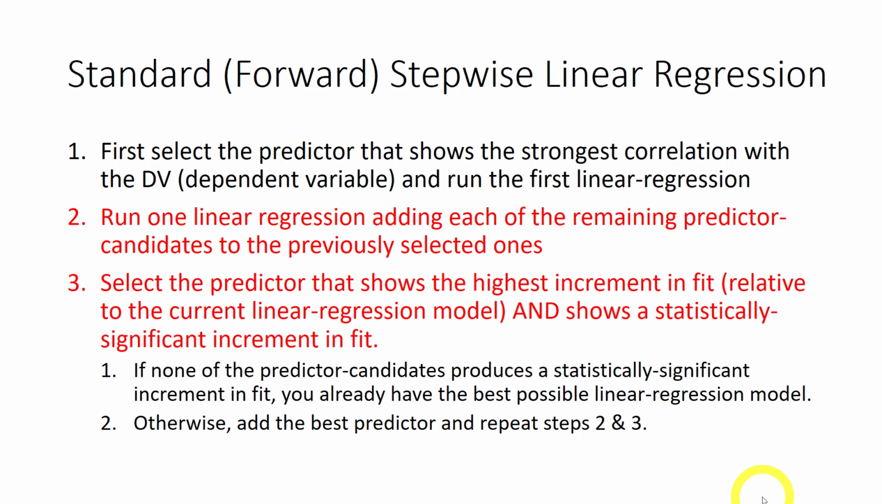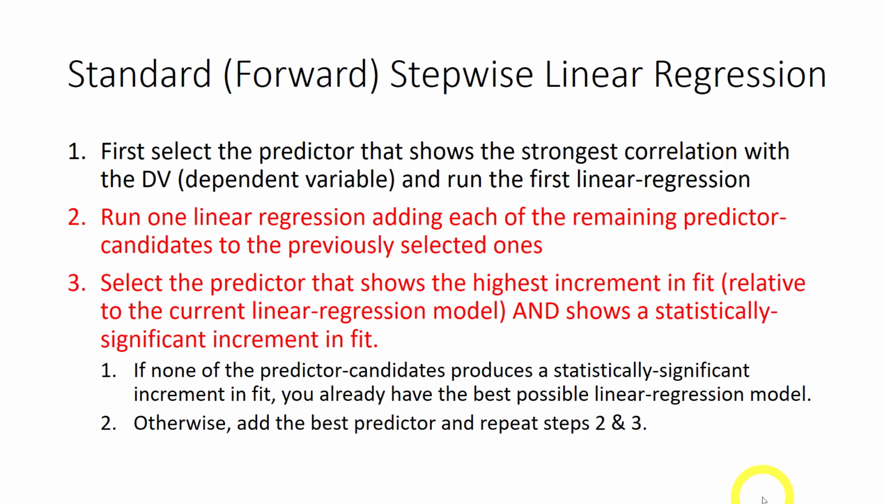If none of the predictor candidates produces a statistically significant increment in fit, that means you already have the best possible model. Stops. Otherwise, it will add the best predictor, the one that produced the highest increment in fit and is statistically significant, to the model, and repeat steps 2 and 3 until it cannot improve anymore. You cannot find any statistically significant improvement in fit. So that's how stepwise linear regression works.